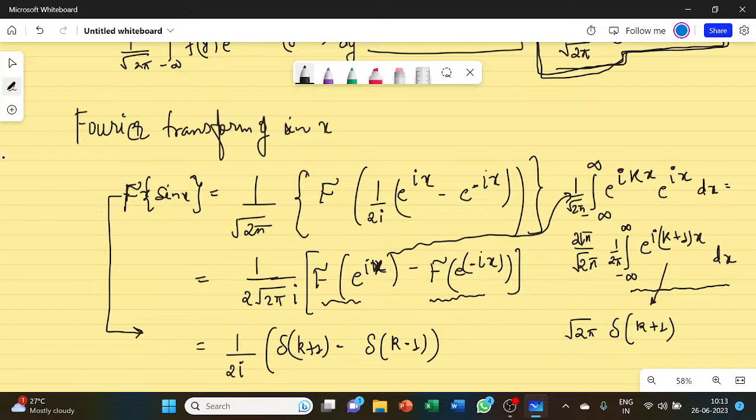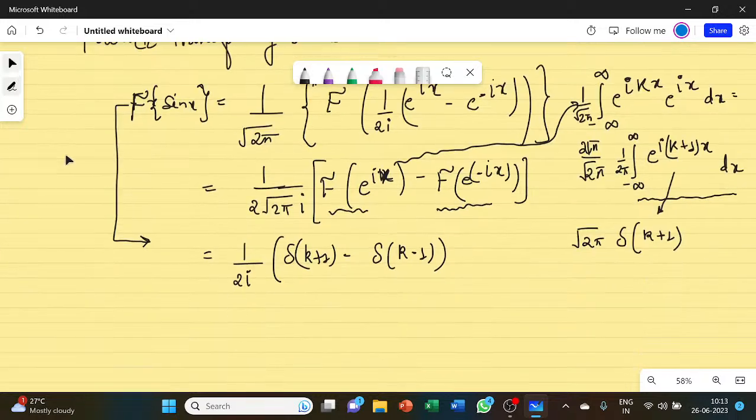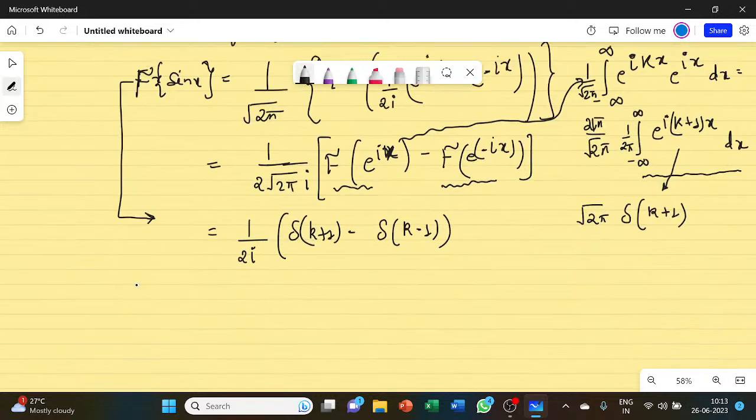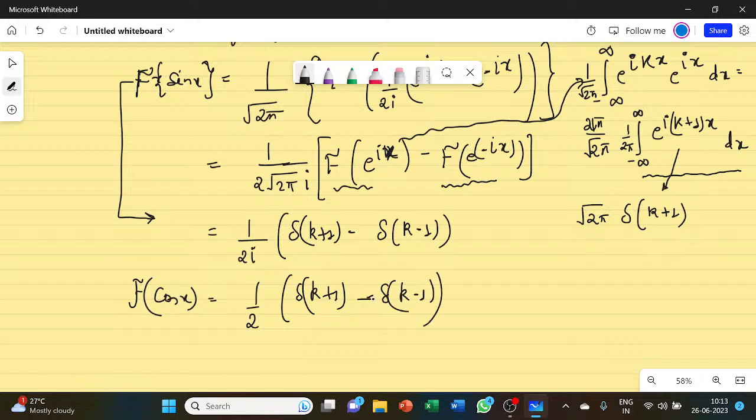Similarly, if someone says what would be the Fourier transform of the cosine function, for the cosine function it would be 1 upon 2, Dirac of k plus 1 plus Dirac of k minus 1.